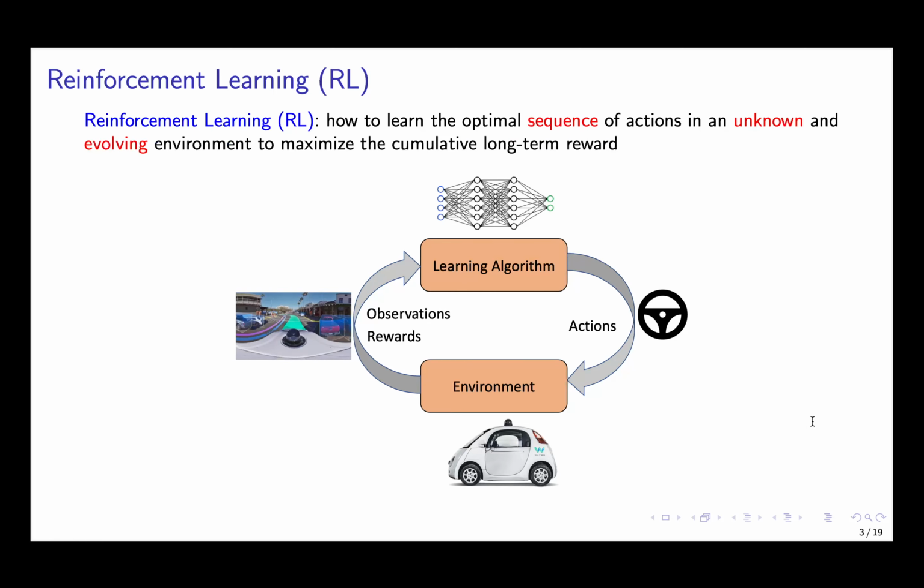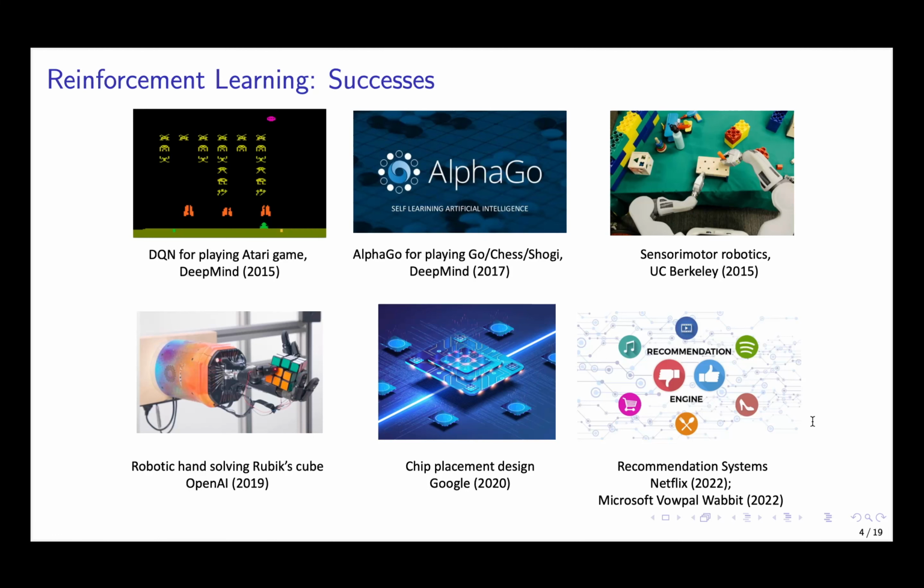The goal of reinforcement learning is for the agent to learn a policy, which is a mapping from states to actions that maximizes the expected cumulative reward over time. Reinforcement learning has shown great successes in many areas. For example, AlphaGo's success in defeating a world-class Go player demonstrated the remarkable potential of reinforcement learning.